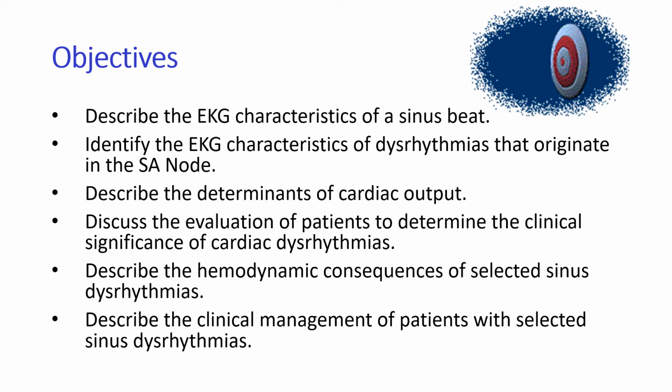So the objectives for this content are to identify or describe the EKG characteristics of a sinus beat, the characteristics of dysrhythmias that originate in the SA node, the determinants of cardiac output, the determinants of clinical significance of the cardiac dysrhythmia, the hemodynamic consequences of a sinus dysrhythmia, and the clinical management. So we're going to evaluate the patient and determine the clinical impact of any dysrhythmia, and we're going to learn how to manage these patients, especially with bradycardia. But we're primarily going to focus on naming the sinus dysrhythmias, and they should be easy, and how each impacts the patient.